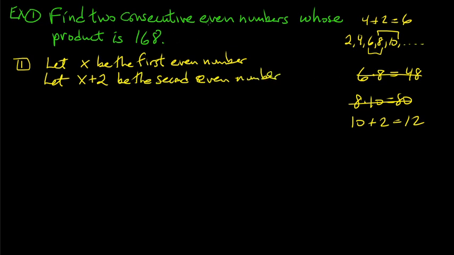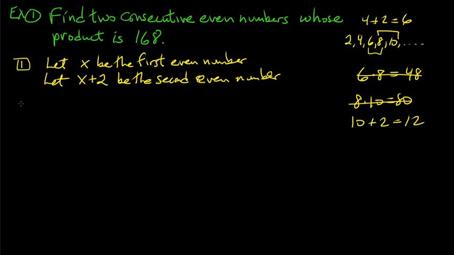Now, if we're not talking about even numbers, if we're just talking about consecutive numbers, then you would only add 1. The next consecutive number after 12 is not 14, it's 13. The next consecutive even number would be 14. Okay, so x is the first even number, x plus 2 is the second even number. Those are the two numbers.